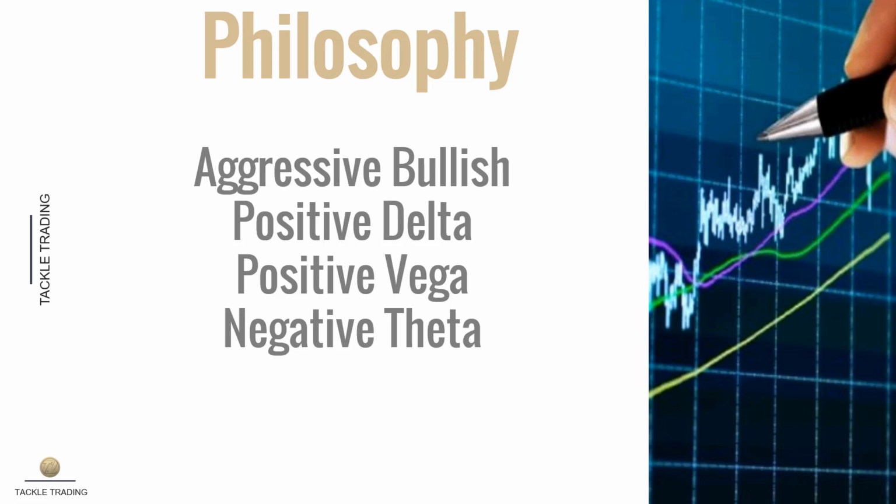Now, it does have some mitigating risk factors. You'll see that on the risk profile. It carries a positive delta, which means you want the chart to go up. A positive vega, which means a build in implied volatility will benefit the trade. And a negative theta, which means time decay is going to hurt your trade. If it just sits in the middle is where the worst case scenario is for a call ratio backspread.